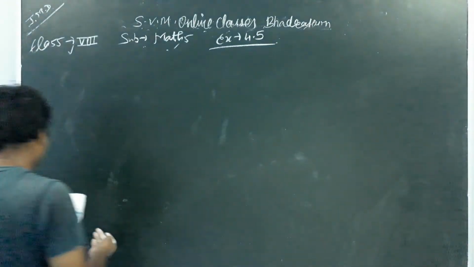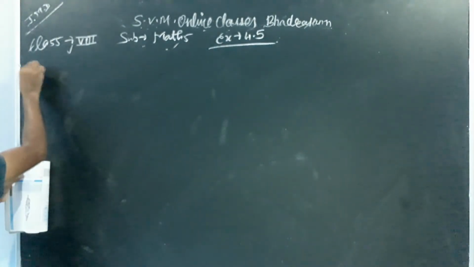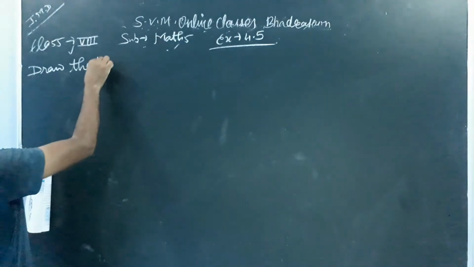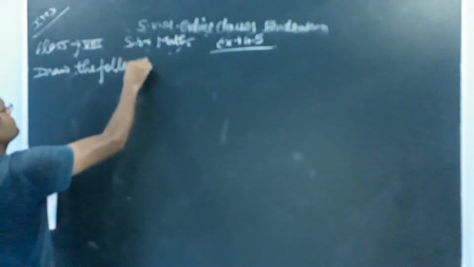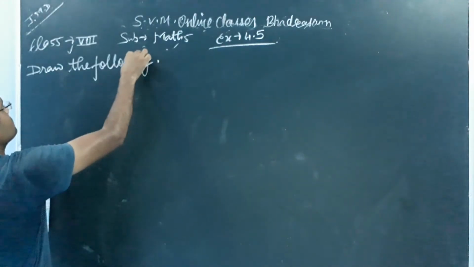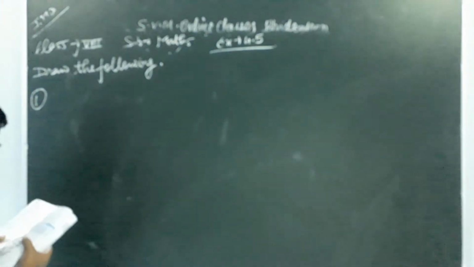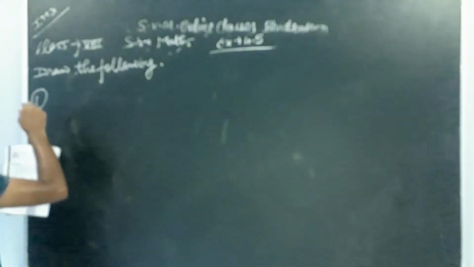Exercise number 4.5. Draw the following. Okay, so our first one is what? Square READ with RE equals 5.1 centimeter.